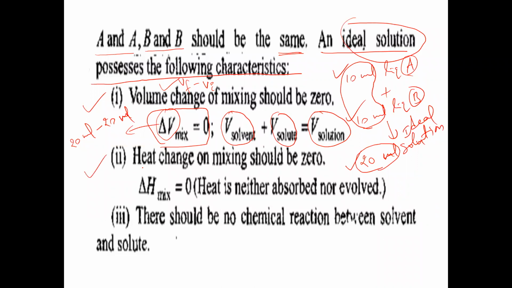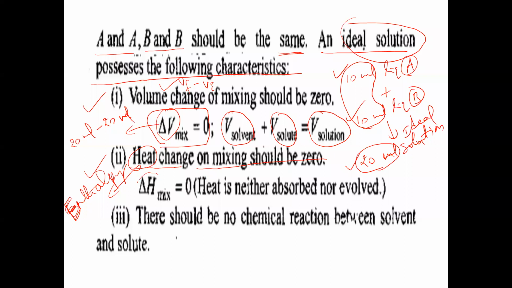The second characteristic property of an ideal solution is heat change. Heat change means enthalpy change. In place of heat, we can use the word enthalpy. Enthalpy change, otherwise heat change. The enthalpy change of mixing should be 0. The total heat change, the final heat content of the system minus the initial heat content of the system, must be equal to 0.